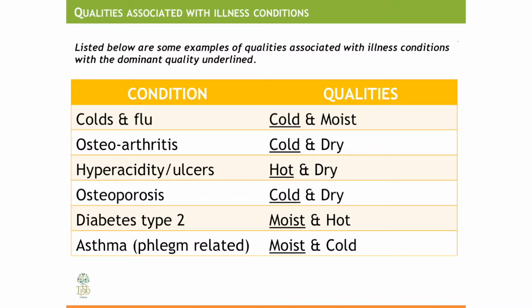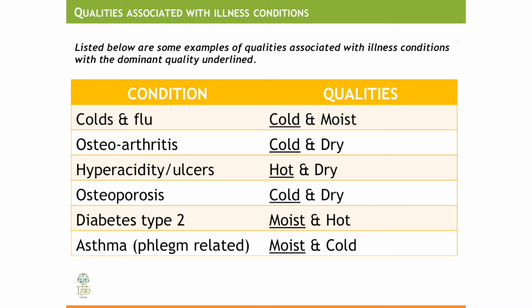Similarly, constipation is linked to qualities of dryness with coldness as intestinal motility slows and the level of fluid is low, resulting in the formation of dry, hard, dehydrated stools. The slide that you see now gives you some idea about qualities associated with different conditions.